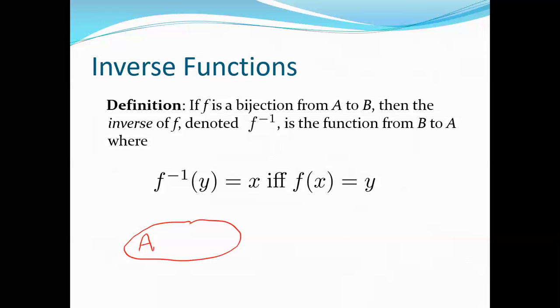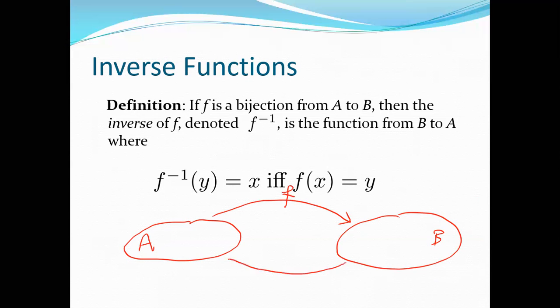Here's A, here's B. F goes this way. Where does F inverse go? The other way. In fact, it does the exact opposite. Okay, so if this is X, and this is Y, F will take X to Y. So here's what F does. What does F inverse do? Yeah, it takes Y to X. Right, that's what F inverse does.